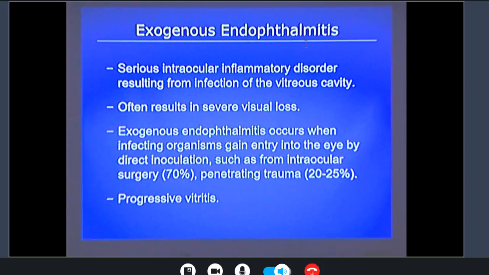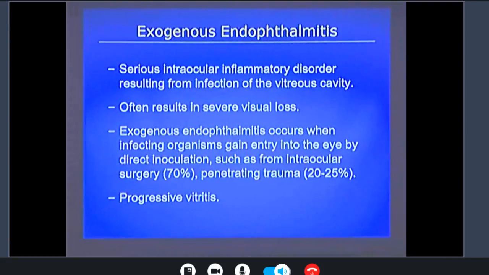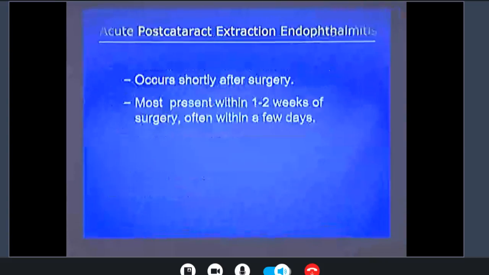Exogenous endophthalmitis occurs when infecting organisms gain entry into the eye by a direct inoculation, such as from intraocular surgery or trauma. Prophylaxis is important, as we recently published with Dr. Marwan. We showed that prophylactic intravitreal antibiotics at the time of primary repair of cases of open globe injury in high-risk cases, and we identified these high-risk cases, can significantly reduce the risk of post-traumatic endophthalmitis. Again, you will see the same: prophylaxis is also important for exogenous post-cataract endophthalmitis.